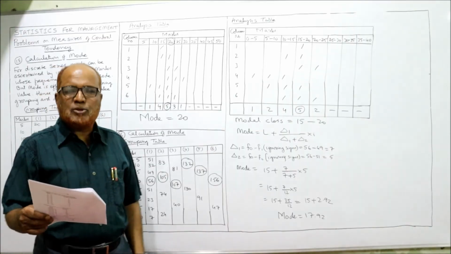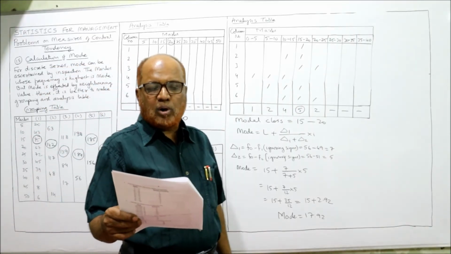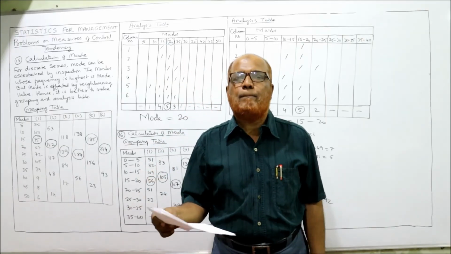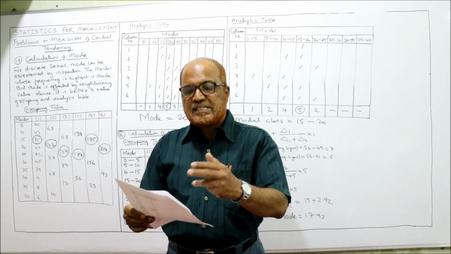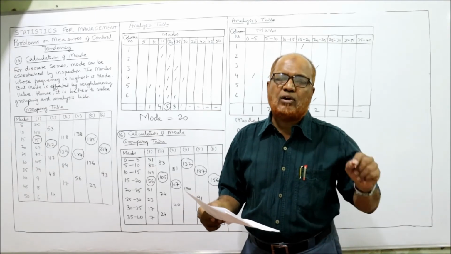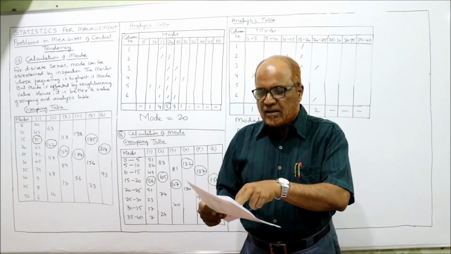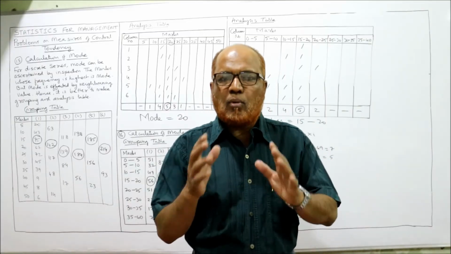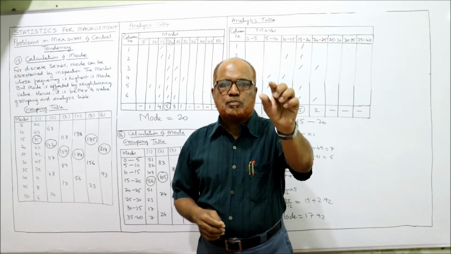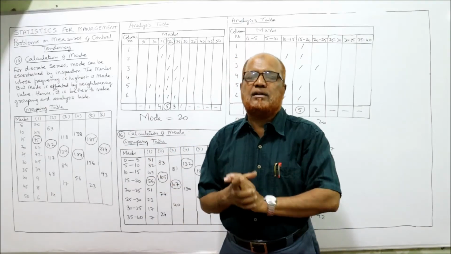Now the 16th problem. Calculate the mode for the following data. Here also we have to calculate the mode just like the previous problem, but the previous problem was a discrete series. Now it is a continuous series, so here we have to apply the formula. So marks, frequency. Now the modal class. The modal class can be ascertained by inspection or by making a grouping and analysis table.